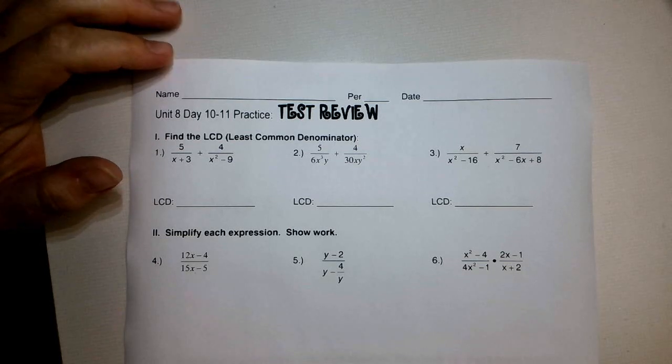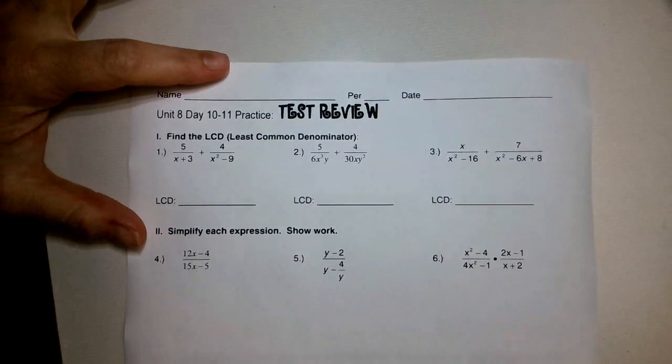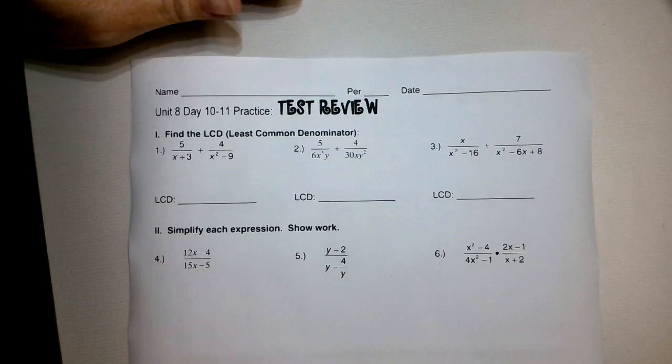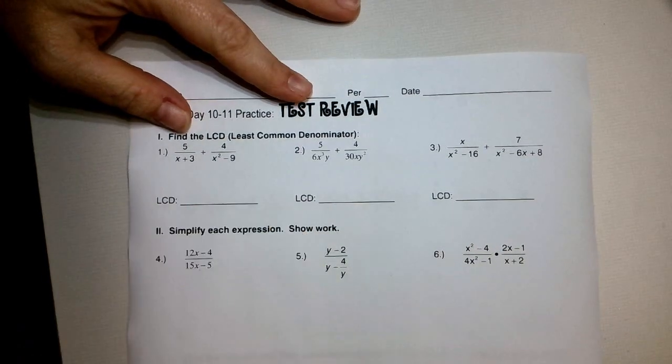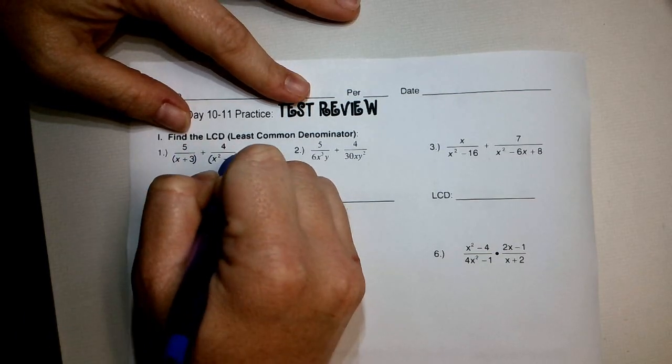Okay, this is the Unit 8 test review. So we are finding the LCD, the least common denominator, on number 1, 2, and 3. We are not solving. So on number 1, remember when you were finding the least common denominator, you always want to factor the denominators if you can.